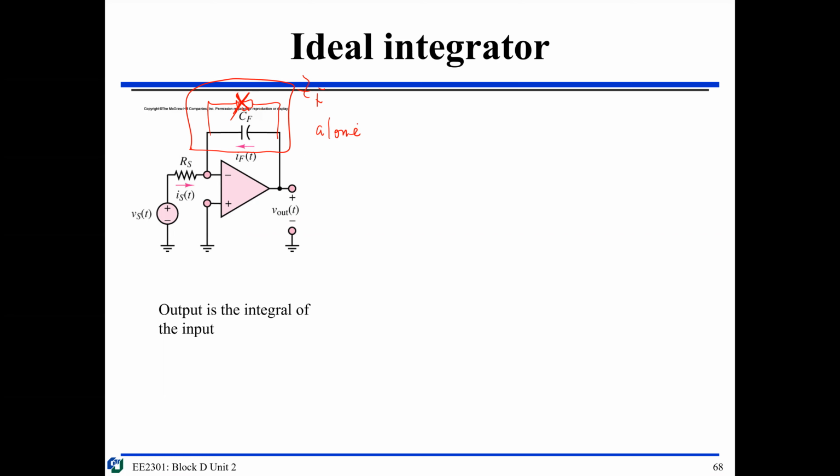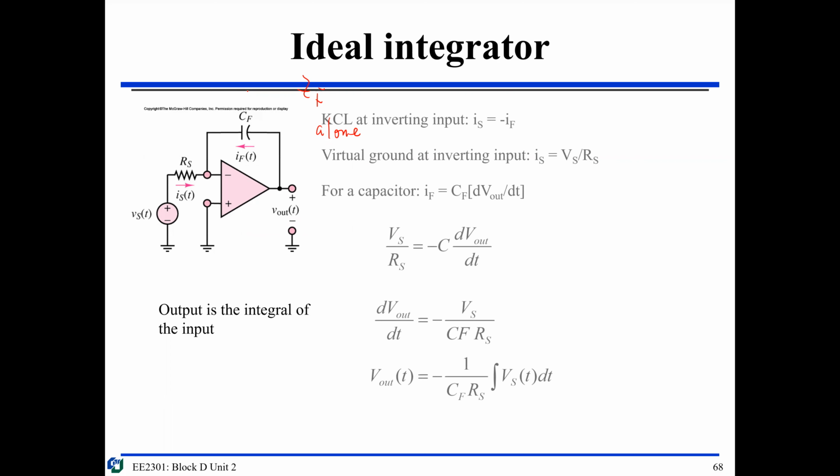So this is called an integrator. Let's do the derivation. Again, this is the inverting terminal. We do a KCL at this point. So we know that IF plus IS equals 0.